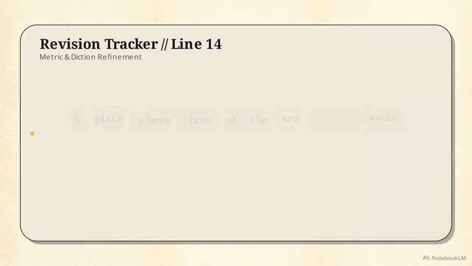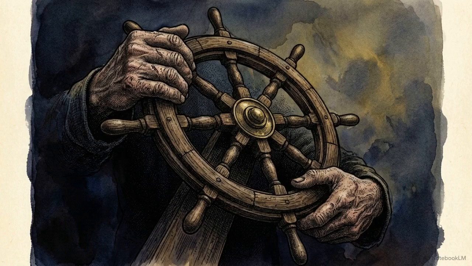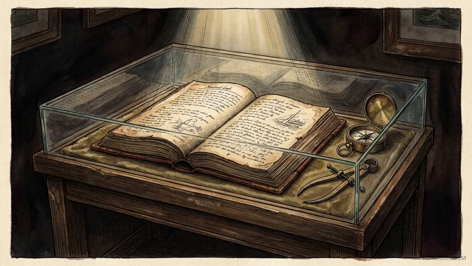We can also track the evolution of the final line. The author tested several verbs, including stay away, fly away, and steal away. The final choice, steer away, reinforces the theme of maritime navigation while emphasizing a deliberate sense of avoidance. The poem's atmosphere is a constructed aesthetic, achieved through historical and phonetic curation.